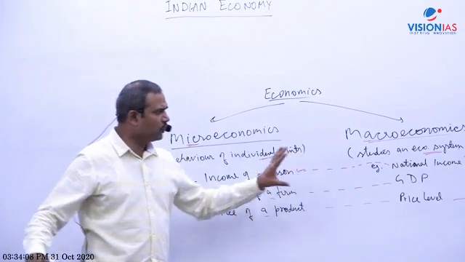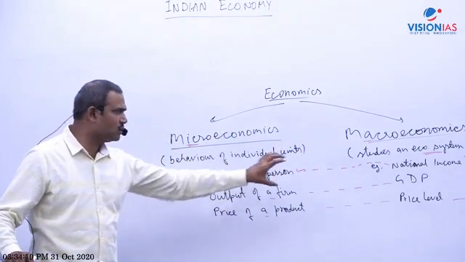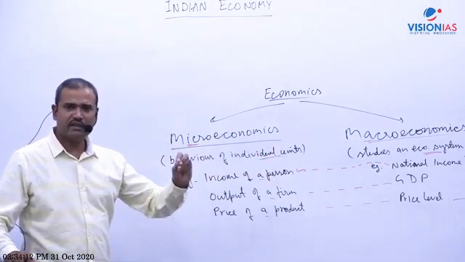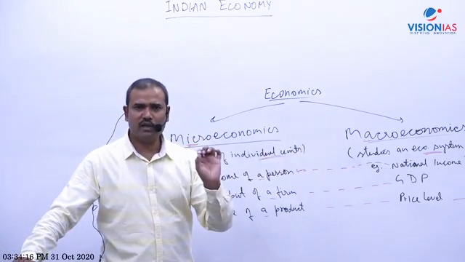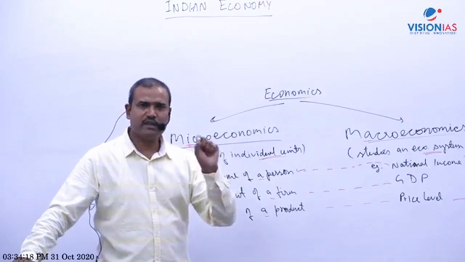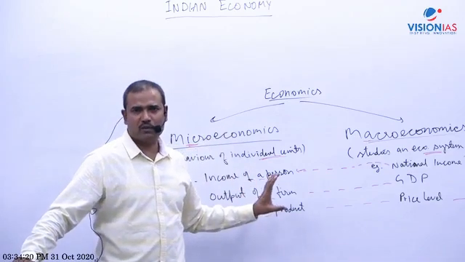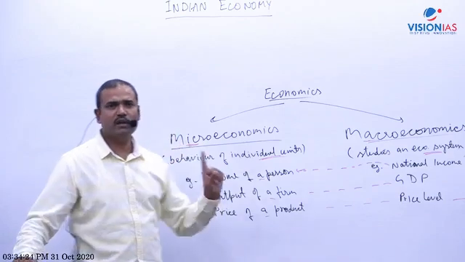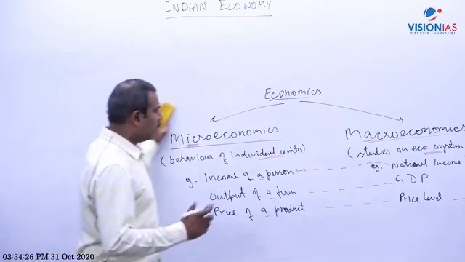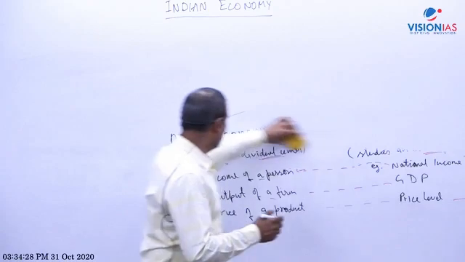Okay, so what is important? I think this is more than sufficient here. In general, aggregates are studied in macro. Aggregates may be studied in micro, but normally they are not. If the aggregate refers to one unit only, then it may be under micro. Okay, so this is about economics, the economy, the basics.